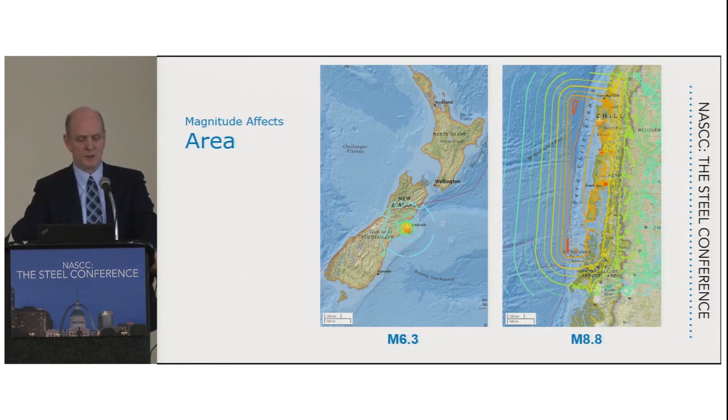You can see that the magnitude 6.3 Christchurch earthquake was pretty much focused right in the general vicinity of Christchurch, New Zealand. The Chile earthquake, on the other hand, extended over a large portion of the country. And if you look at that, you can see that the extent and influence of that earthquake covered almost the entire country of New Zealand. So as we talk about magnitude, we need to understand that magnitude affects area.